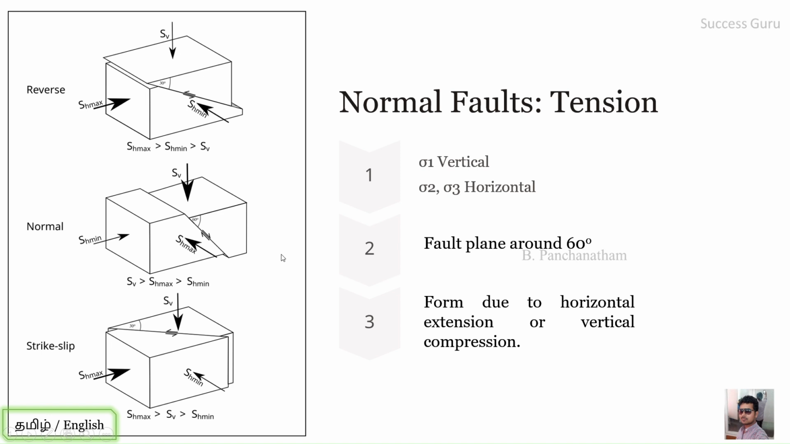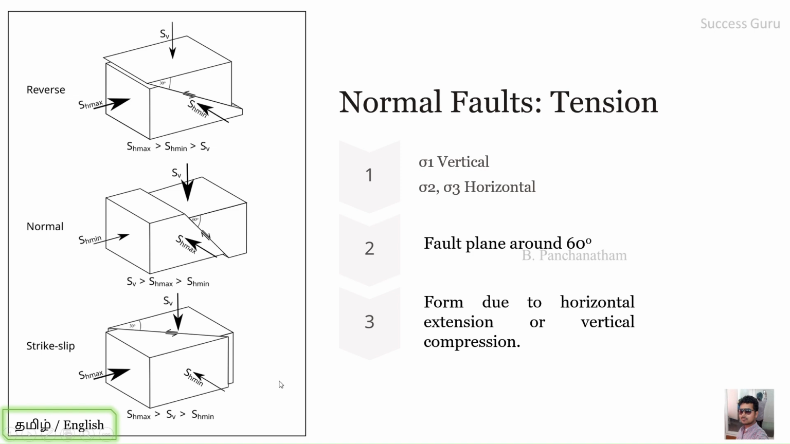So this comes under normal fault, where sigma 1 is vertical and the other two are horizontal, and this will happen in a tensional or extensional regime. And here the fault plane angle could be in the range of around 60 degrees, and this is formed due to the horizontal extension or vertical compression.